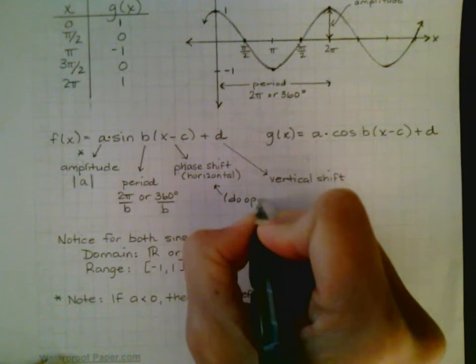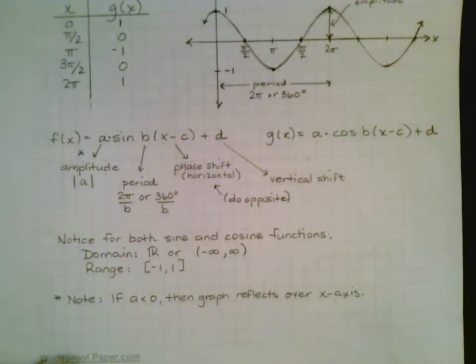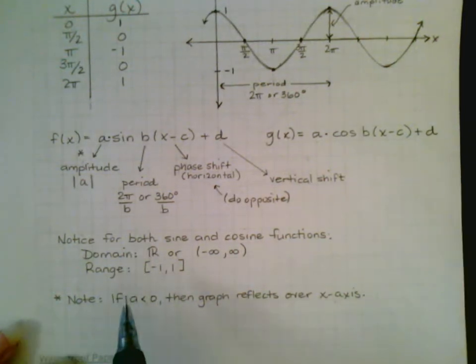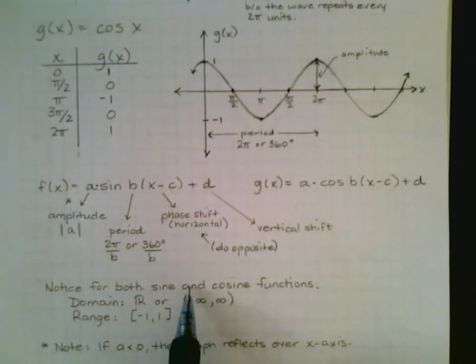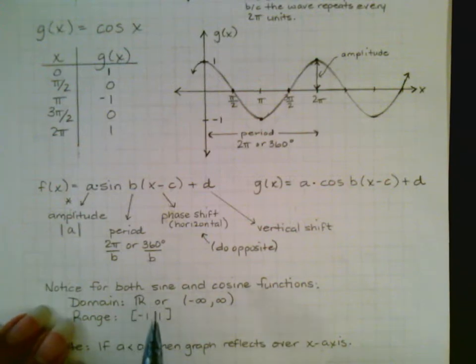Always do the opposite, just in case you can't remember that from transformations in the past. I just also brought up 2 other characteristics of your function. Notice for both the sine and the cosine function, the domain values, which are all the x values used to graph your function, are going to be all real numbers.